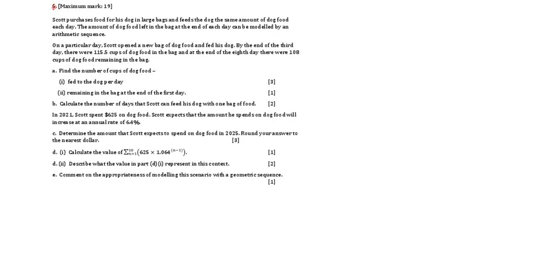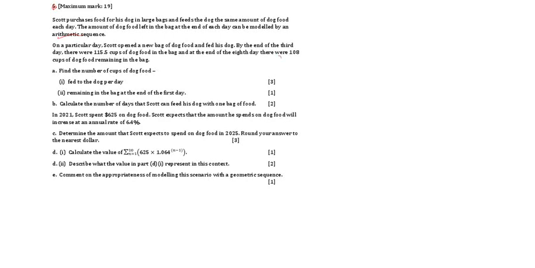Let's solve problem number 16 for 19 marks. Scott purchases food for his dog in large bags and feeds the dog the same amount of dog food each day. The amount of dog food left in the bag at the end of each day can be modeled by an arithmetic sequence. On a particular day, Scott opened a new bag of dog food and fed his dog. By the end of the third day, there were 115.5 cups of dog food in the bag, and at the end of the eighth day, there were 108 cups of dog food remaining in the bag.